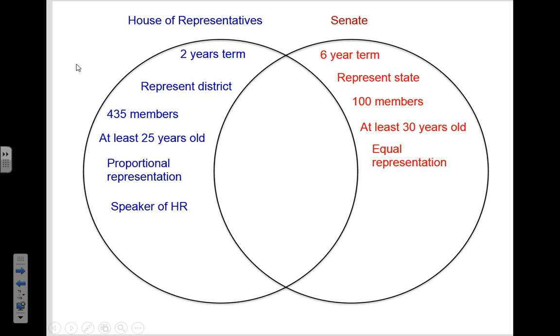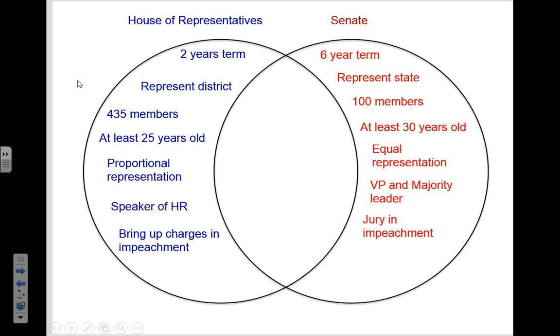The House leader is the Speaker of the House. The Vice President and the Majority Leader are the leaders of the Senate. Now, some things we haven't talked about, but the House actually brings up impeachment charges, where the Senate plays the jury in the role of impeachment. When it comes to a filibuster, again, something we haven't talked about yet, but we will in class, the House does not allow a filibuster. The Senate does.